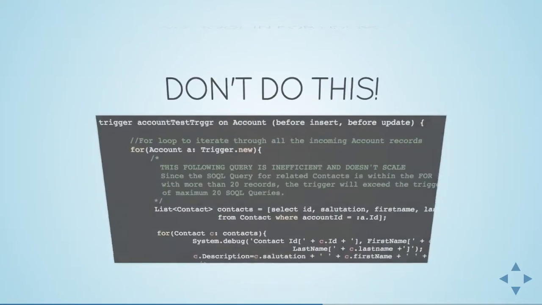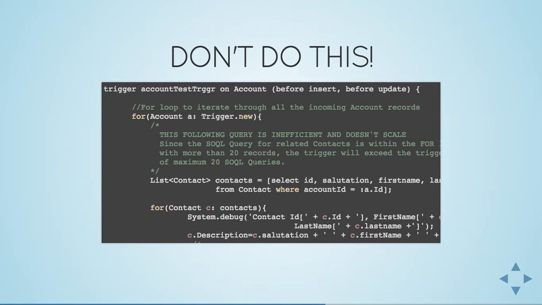Again, do not perform queries inside of for loops, period. This is a really big no-no. It will almost assuredly start causing you to hit governor limits. So here's an example where we run a query for contacts, related contacts, while looping over all accounts within our Apex trigger. And this is an example of what not to do.